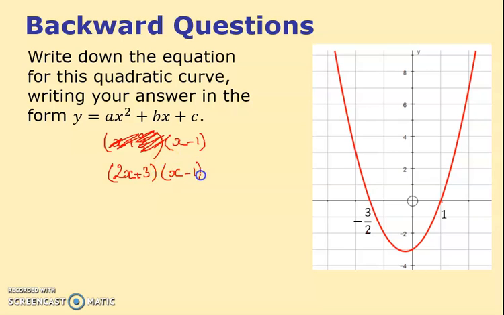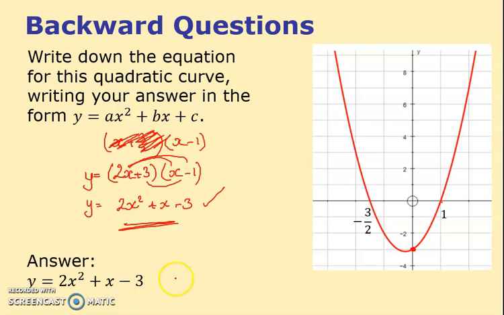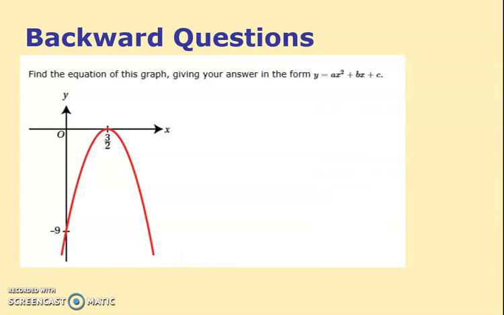x -1. Now, it wants it in the form that it suggested here. If I was to multiply this out, I'd get 2x². I'd get -2x plus that. I get +x. And that would be -3. Is that the right answer? Well, it does cross at -3. That's a bonus. So that's the answer. Let's see if I agree. 2x² plus x -3.